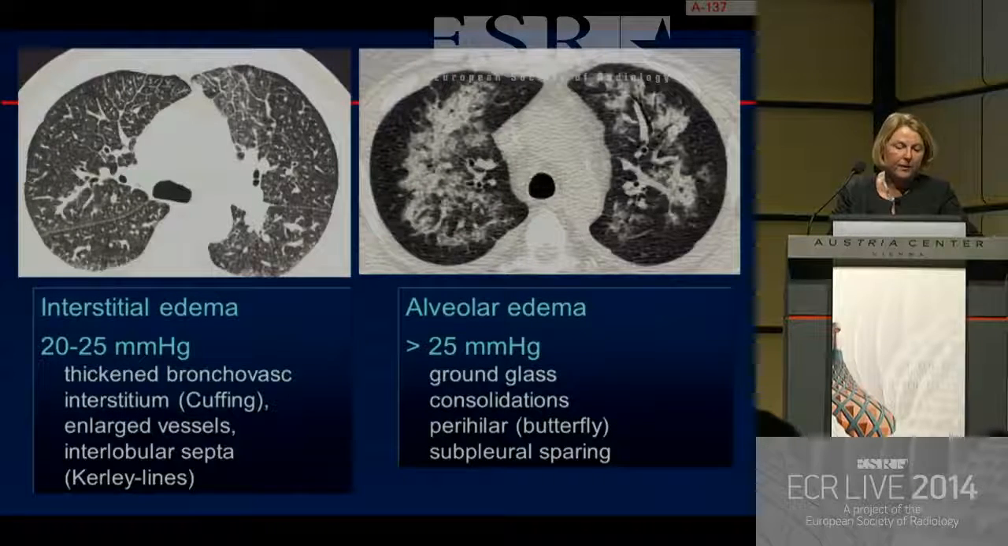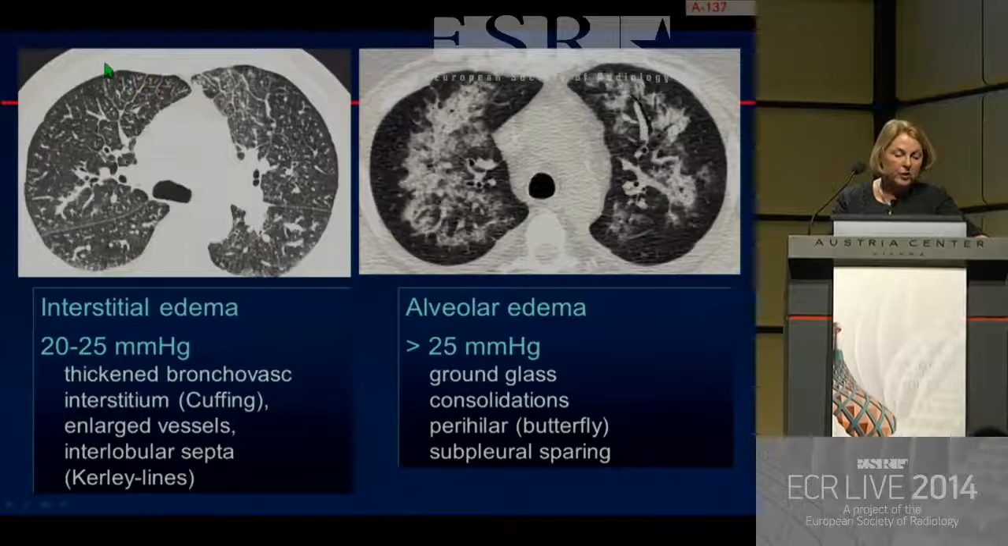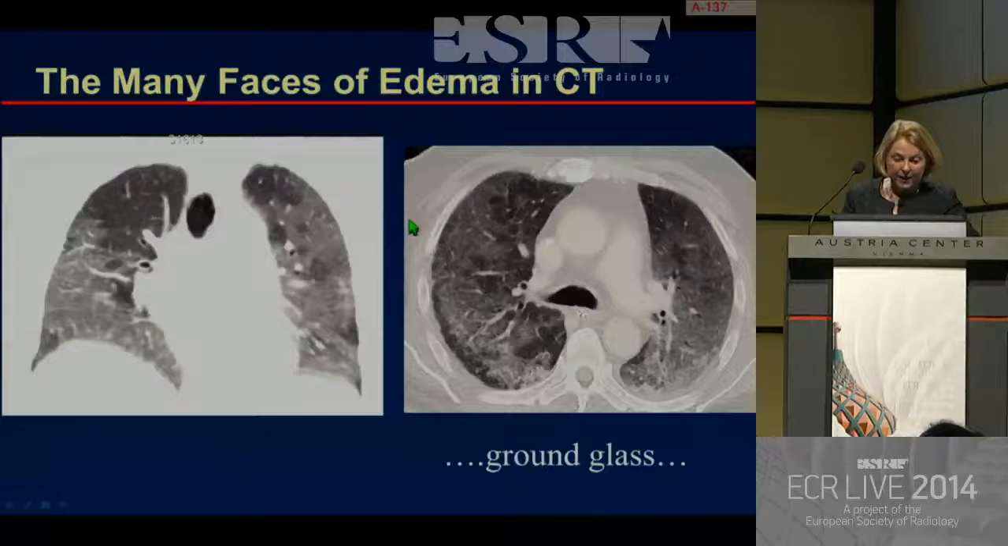Talking about edema, we are most familiar with these classic forms, like the interstitial edema and the alveolar edema. On CT in interstitial edema, we want to see thickened interlobular septa, as you can see here, a little bit thickening also of the bronchial walls, so-called cuffing. We see some enlarged vessels. On the other hand, in an alveolar edema, we see consolidations, more or less symmetric, with a subpleural sparing. This is what is described as typical in the books, and then we also don't have problems to diagnose that.